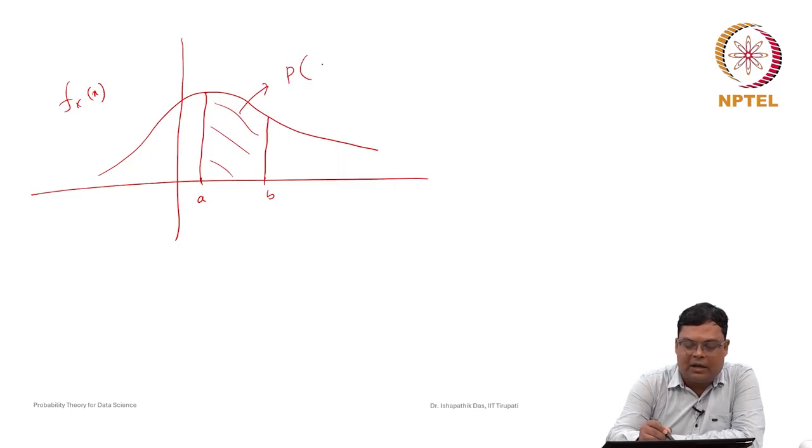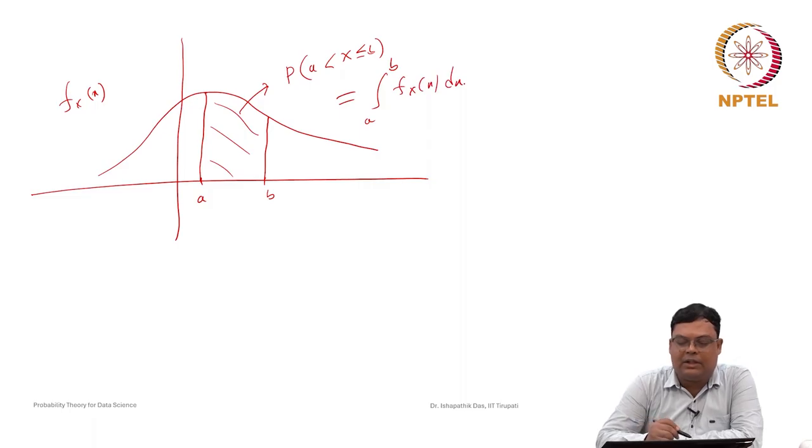This is the probability that X is greater than A and less than or equal to B, which is nothing but the integral from A to B of f_X(x) dx. So, this is the probability. Now, if you take X greater than or equal to A, in that case also this probability will be the same, because the area under the curve does not change. So, you can take a closed interval, half closed, half open, or open interval also.